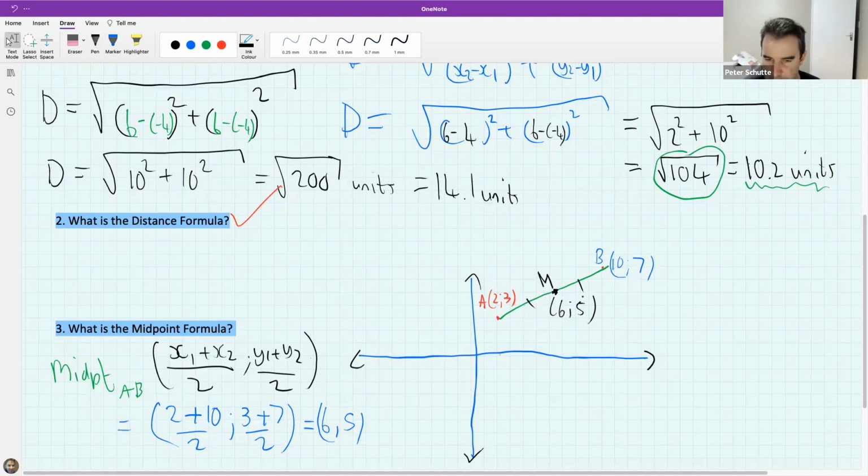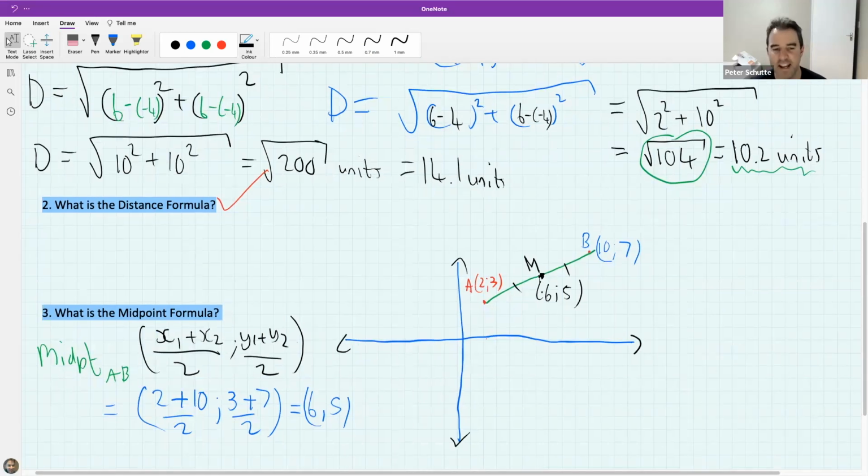Wow, that is awesome. So that is what we call the midpoint formula, and it allows us to find the midpoint between any 2 coordinates on the Cartesian plane, which is super useful when we get to triangles and quadrilaterals later on.